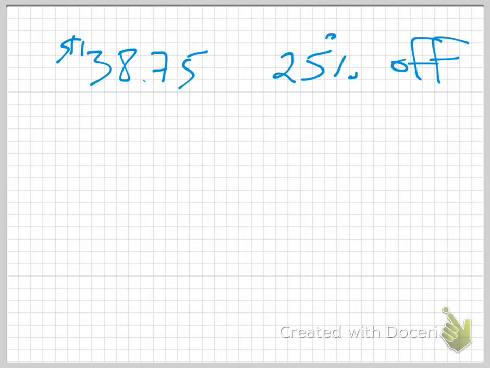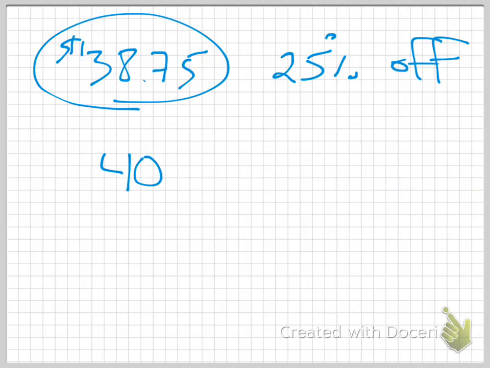Try this then. I think you can do it. 38.75, and it is 25% off. I want to know how much off it is. So watch, this is important. What do I need to do here? What do I need to find? Find 10%. What should I turn 38.75 into? 40. What is 10% of 40? Joy? 4. So 10% is 4, which means that 20% would be 8.